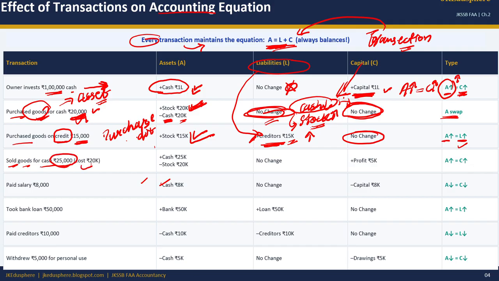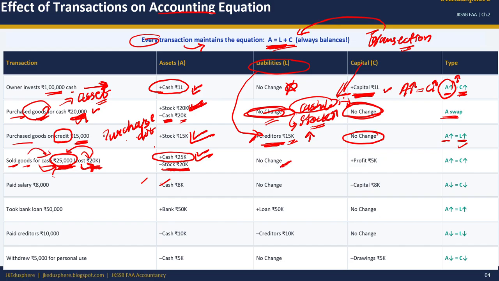20,000. So the cost is 20,000, and for 25,000 we have sold the goods. So the stock of 20,000, this we have to see, the cost was 20,000, and whatever the goods we have sold, we got 5,000 as profit, right? So cash increases by 25,000, all right, and the stock decreases by 20,000. This we have to remember. We see the decrease in stock at the cost, not the selling price, all right.